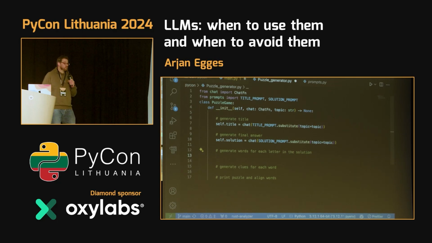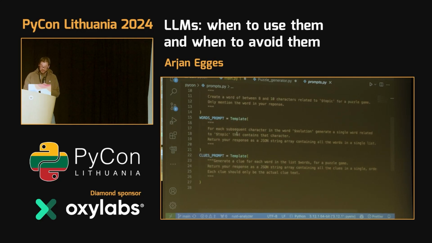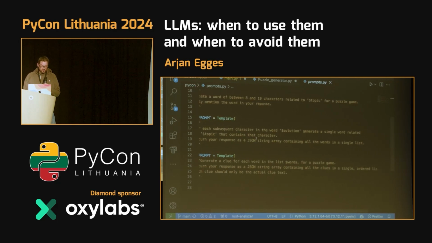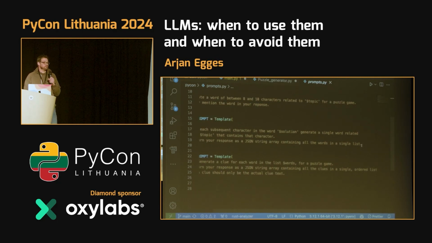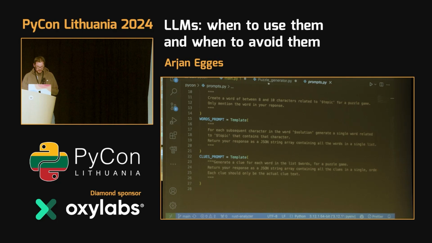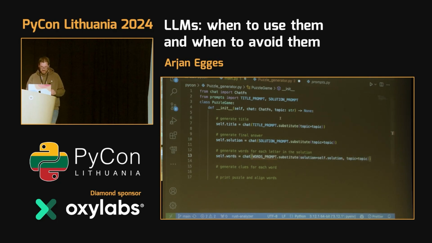Now next, we need to generate the words for each letter in the solution. So I also created a prompt for that. That's what we have here. So I wrote, for each subsequent character in the word solution, generate a single word related to topic that contains that character. And then I want the response as a JSON string array that contains all the words in a single list. All right, let's try that. So we also need that prompt. There we go.